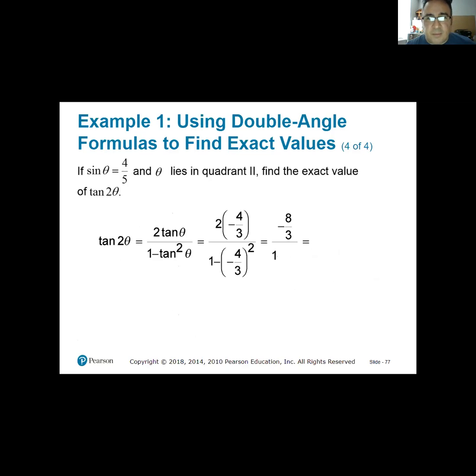Anyone? Is it going to be a plus or a minus? It's going to be a minus, right? Because that negative is inside the parentheses and it's getting squared. So therefore, it's going to be a minus, and it's minus 16 over 9.